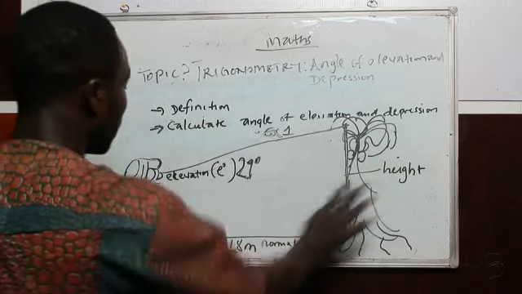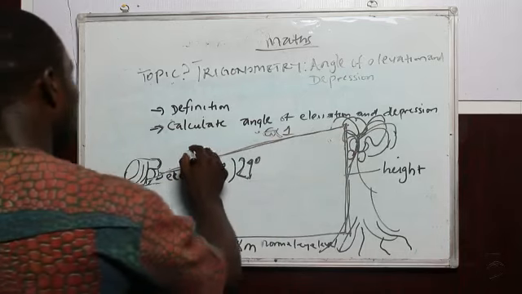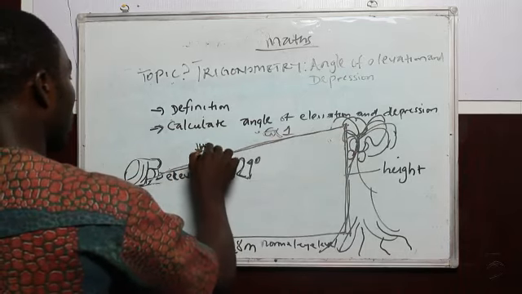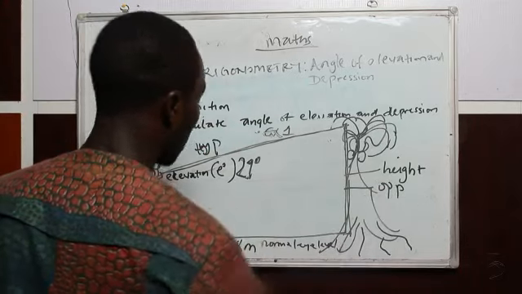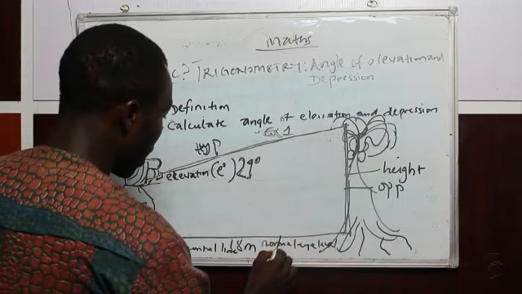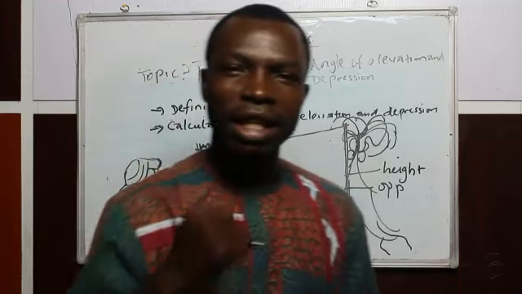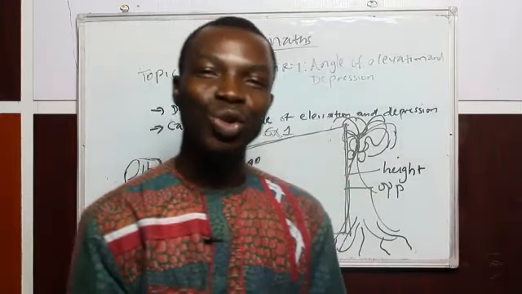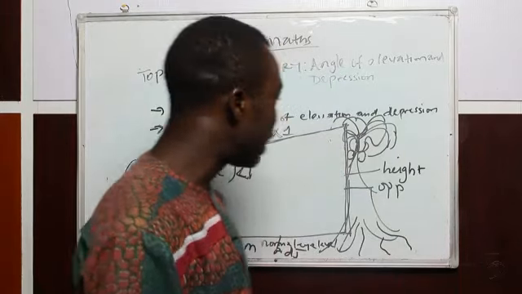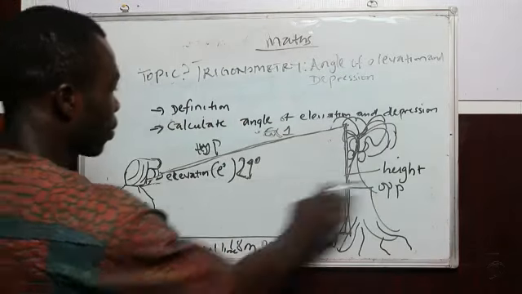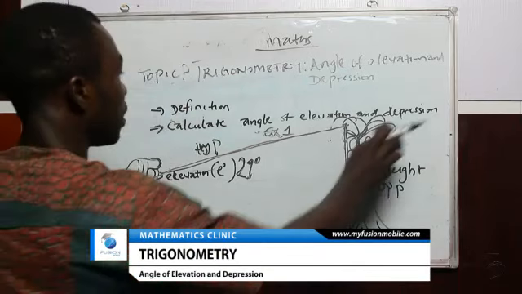We have the opposite, and this side, which is the longest side of all, is called the hypotenuse. If this side is our opposite, then this side will be our adjacent. Remember when we were discussing trigonometry, the first topic was SOHCAHTOA. We'll be able to use the knowledge of SOHCAHTOA in this topic because this is opposite and this is adjacent.